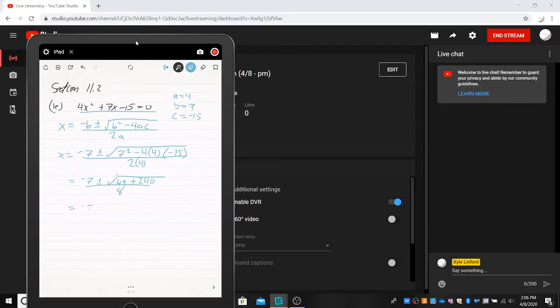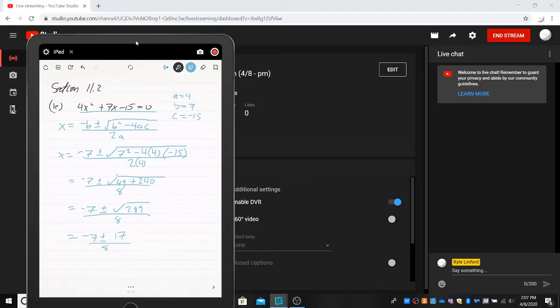If we keep going, we get negative 7 plus or minus the square root, 240 plus 49, is the square root of 289, over 8. Let's see if I can simplify this any further. Hey, it works out. The square root of 289 turns out to be 17, and that's over 8. So it looks like we're going to get a whole number in the numerator.